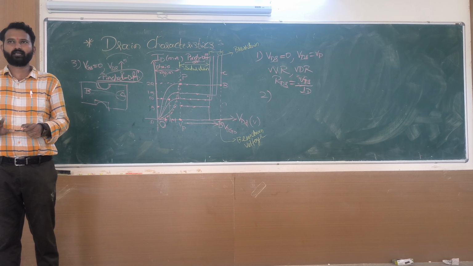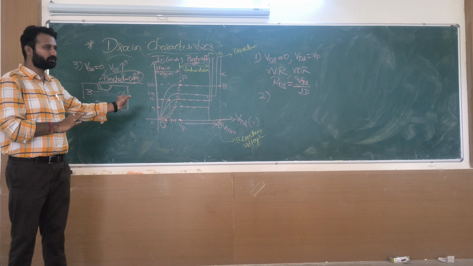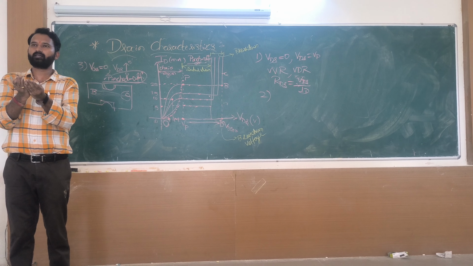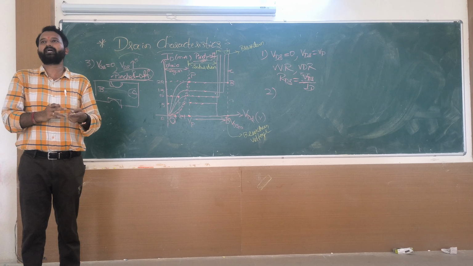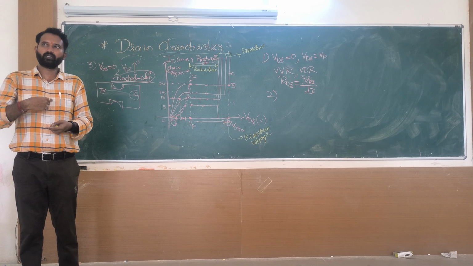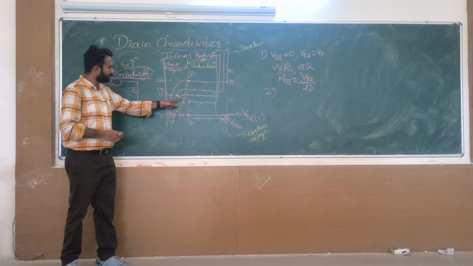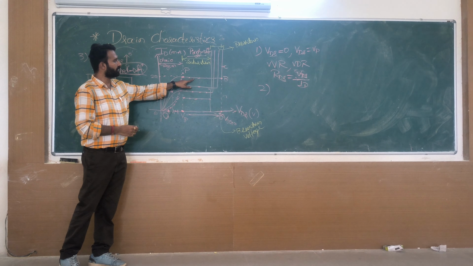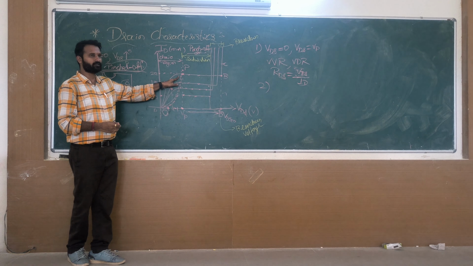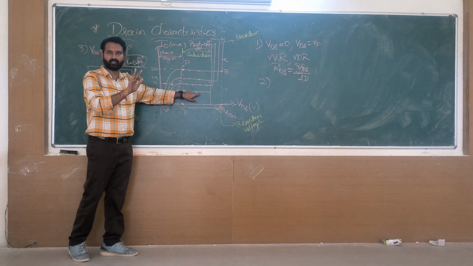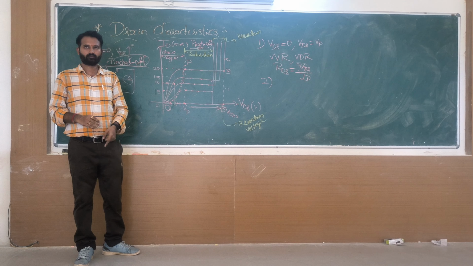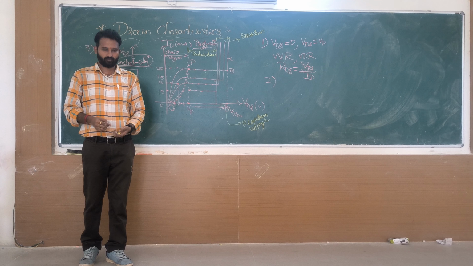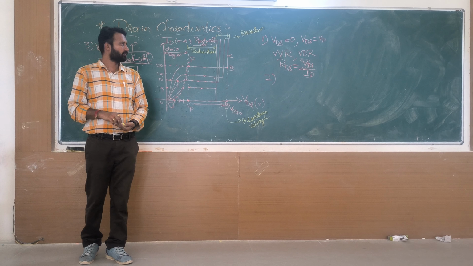Understandable? As simple as it is. Just look at the diagram. You mention the region, you mention the space where it is available. Beyond VP it is the saturation region. One more thing you have observed is that your drain current is constant. Here drain current increases, here it is constant. Nothing changes in the drain current. Clear? What is last?